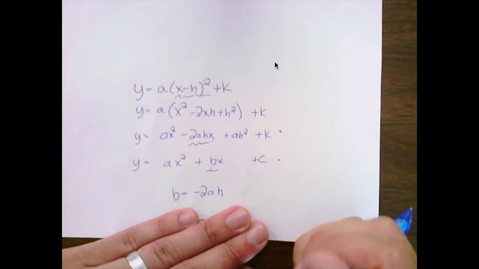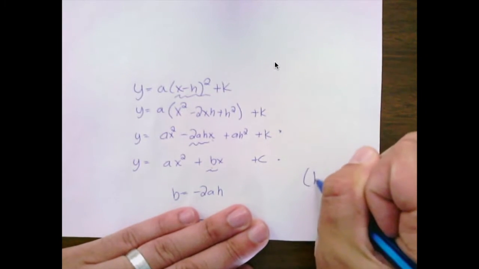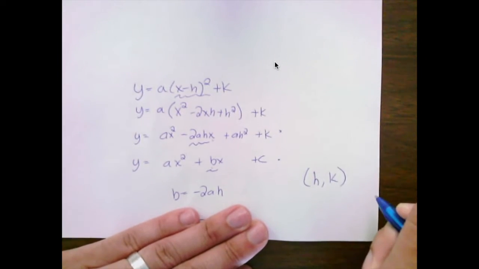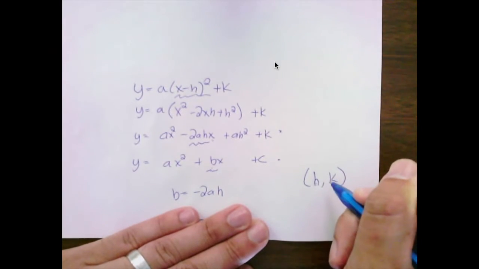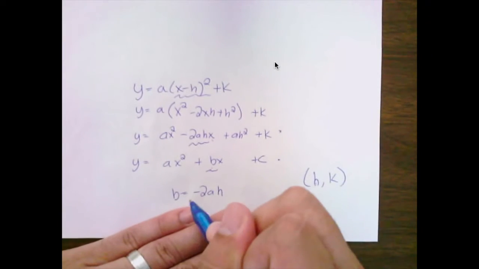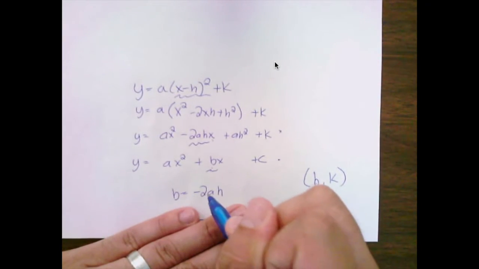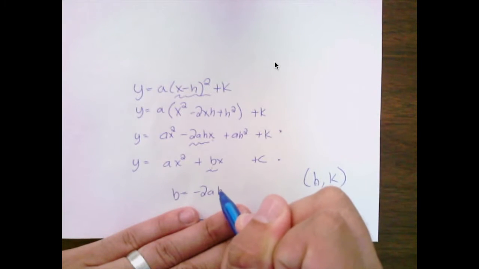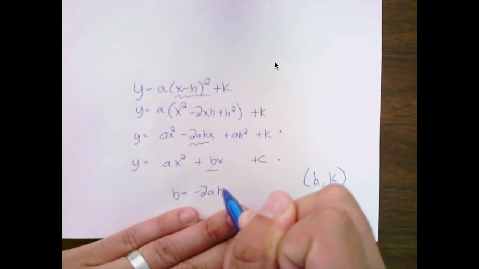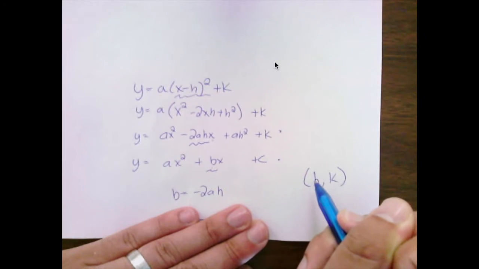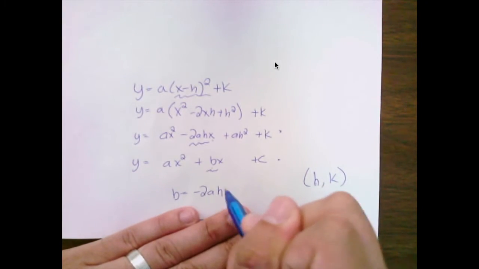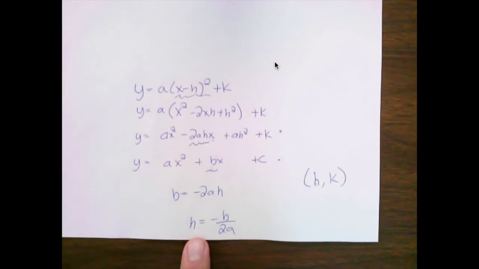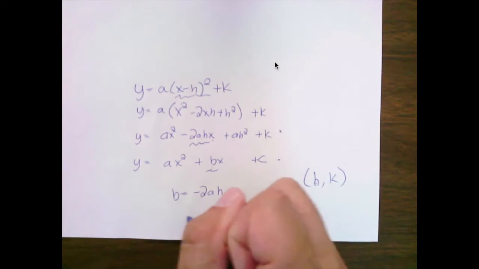Now here's why this is useful to us. In vertex form, we know h and k is my vertex. If I know h, I know the first part of my vertex. So we have this equation that says b equals negative 2ah. There is an h here, and if I knew what it was, then I'd know the first part of the vertex. So mathematicians used a little Algebra 1 and solved this equation for h. When you solve this equation for h, you get h equals negative b over 2a.